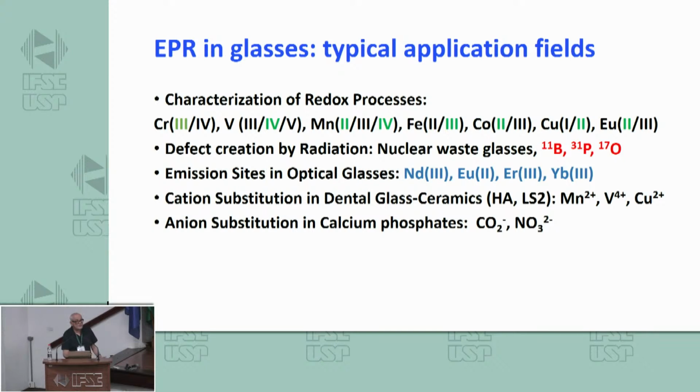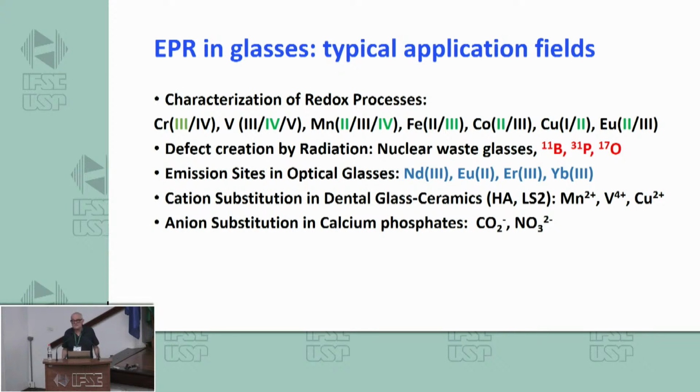Iron 2, iron 3, of course, is a very important application. Cobalt 2 and cobalt 3, copper 1 and copper 2, europium 2 and europium 3. Then a relatively recent application is the use of EPR to detect radiation damage of glasses that are being considered as candidates for nuclear waste disposal.